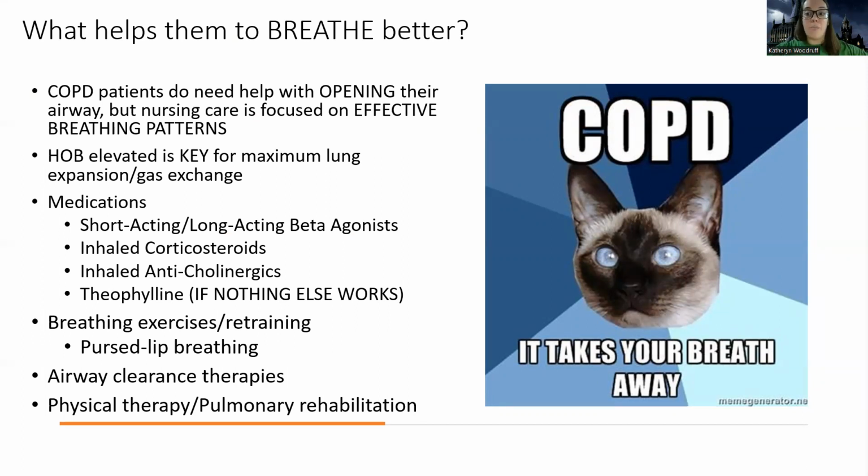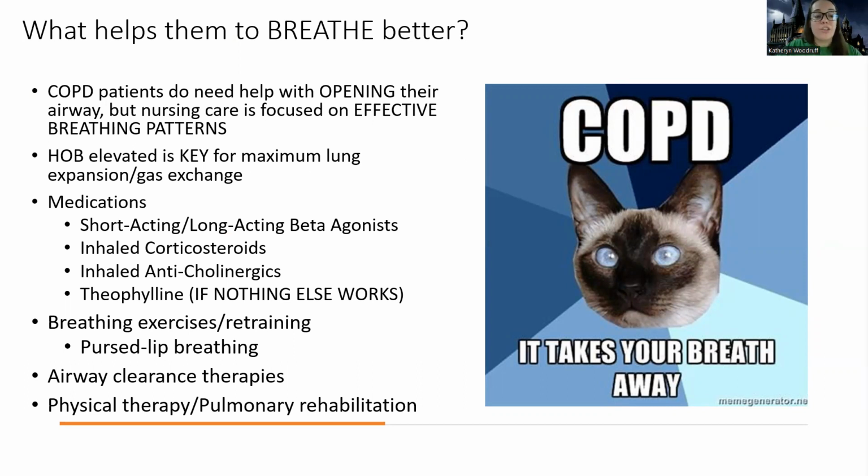But if I'm sitting in that upright tripod position, or if I have the head of bed elevated and I'm sitting forward, that's going to really help to allow for my lungs to expand forward and back for maximum expansion. The more expansion that's happening, the more gas exchange that can happen. It's giving more time for that exchange to happen.